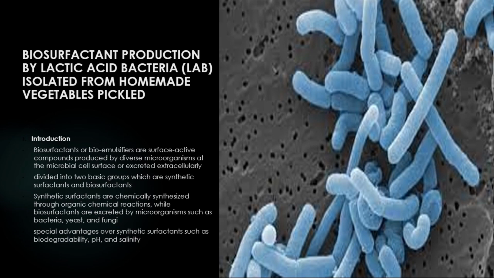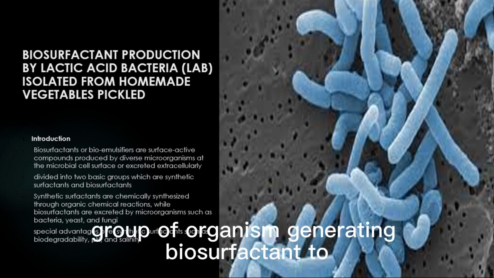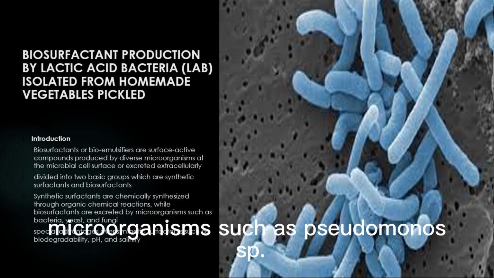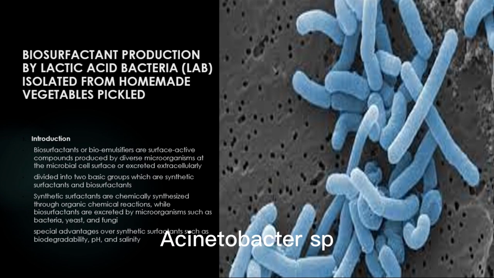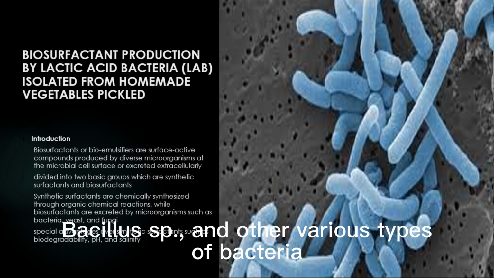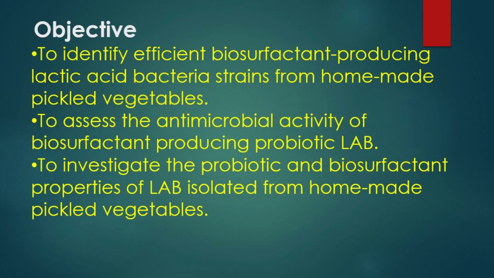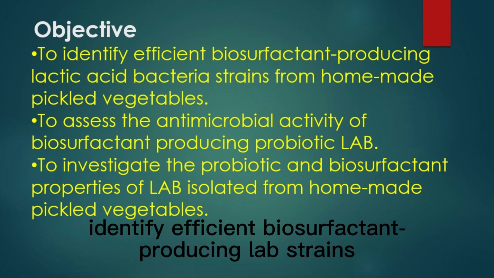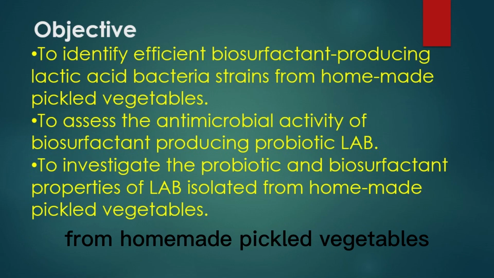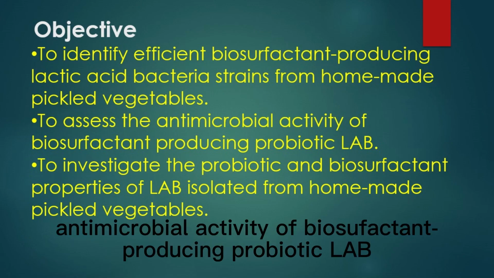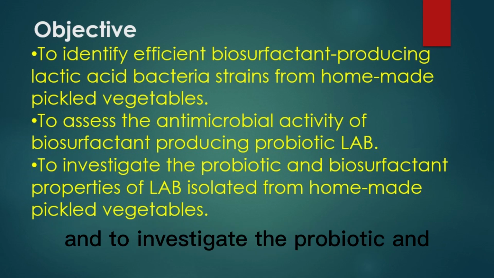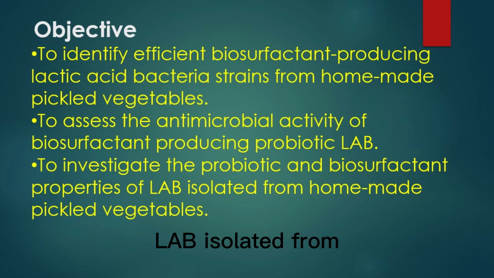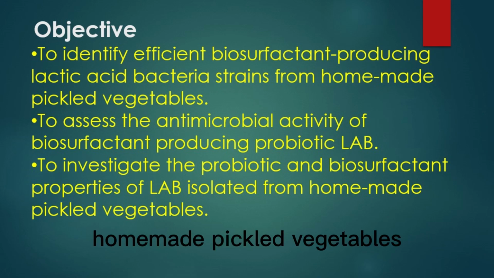Bacteria are the main group of organisms generating biosurfactant, microorganisms such as Pseudomonas, Acinetobacter, Bacillus, and other various types of bacteria. Next, the objective for this experiment is to identify efficient biosurfactant producing LAB strains from homemade pickled vegetables, to assess the antimicrobial activity of biosurfactant producing probiotic LAB, and to investigate the probiotic and biosurfactant property of LAB isolated from homemade pickled vegetables.